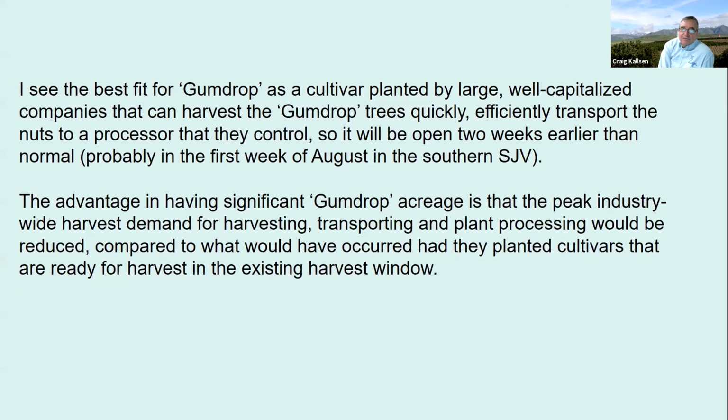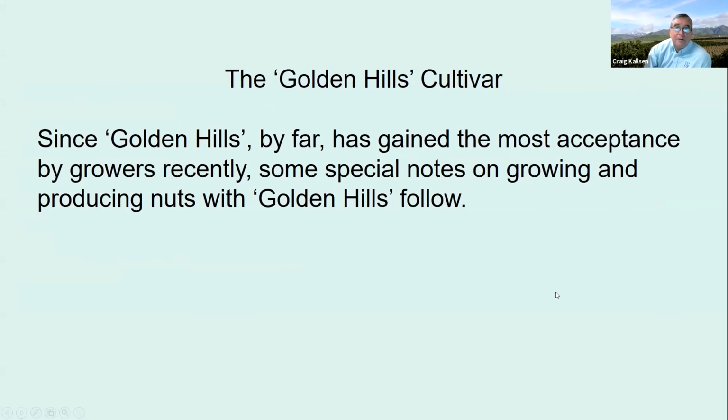So what's the advantage? The advantage of having something that you harvest earlier is that the peak industry-wide harvest demand for harvesting, transporting, and plant processing would be reduced compared to what would have occurred had they planted cultivars that are ready for harvest in the existing harvest window. So that would be the advantage. And it can be a big advantage. If you don't have to increase your processing capacity, you don't have to buy more harvesters, you don't have to have more peak numbers of laborers. We can spread them over a bigger time period. That is a big advantage to the industry.